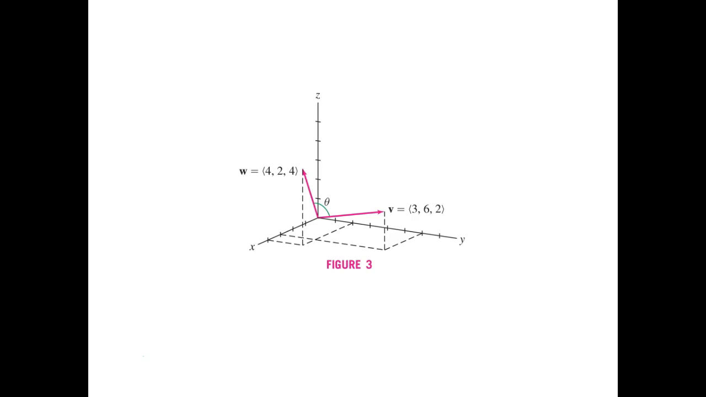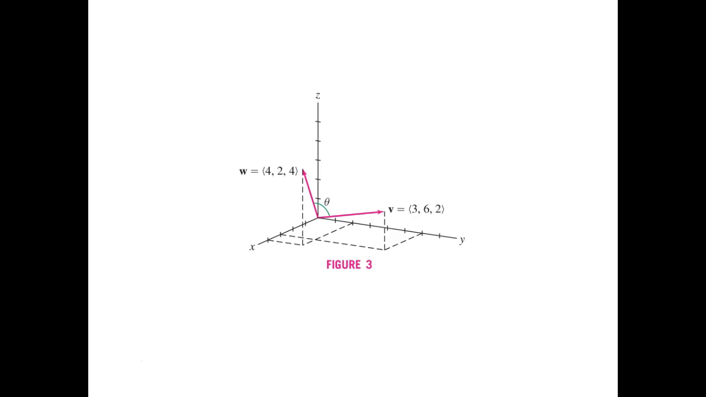Have you calculated the dot product of two vectors? Sum of the products of their components. 12 plus 12, 24, plus 8, 32. That's the dot product. Pretty simple, and it's a scalar. Okay? Now, how do you get this angle theta?